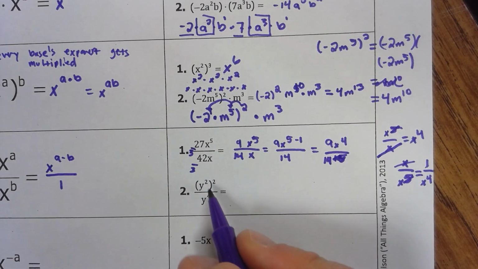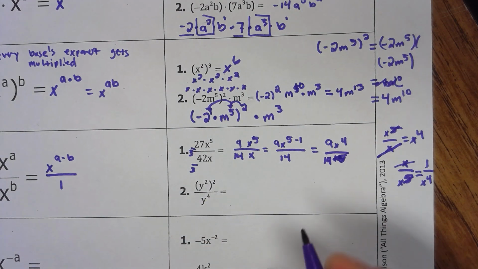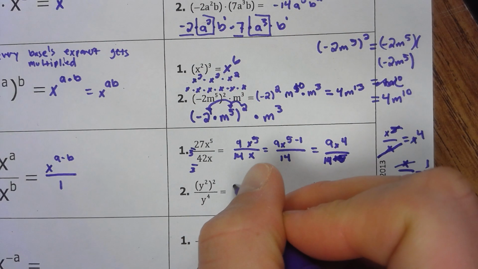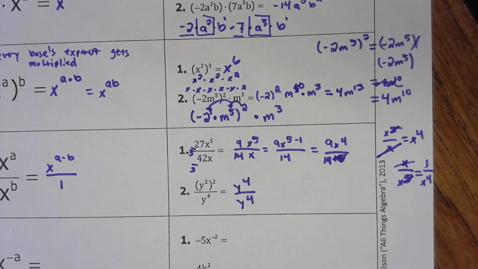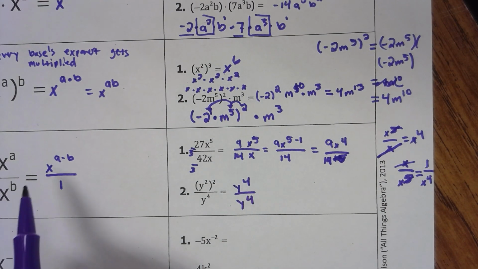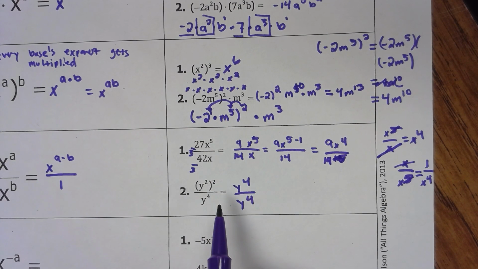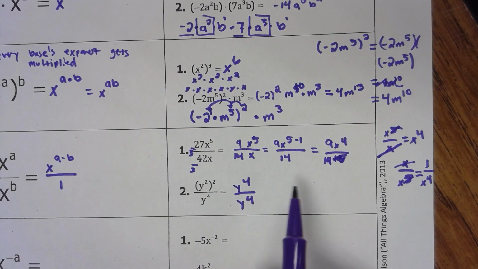The first property I'm noticing is I have this y squared then raised to the power of 2. So I'm going to multiply those exponents. My numerator becomes y to the 4th. I'm dividing by y to the 4th. Well, I don't need to apply this property to know that this is going to be 1, right? If I take y to the 4th minus 4, that's y to the power of 0.